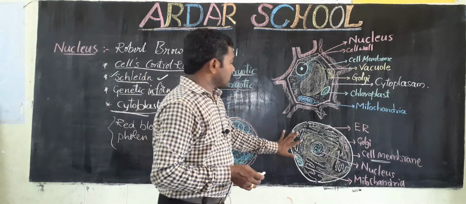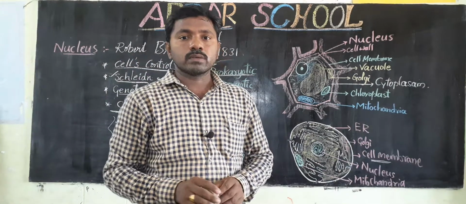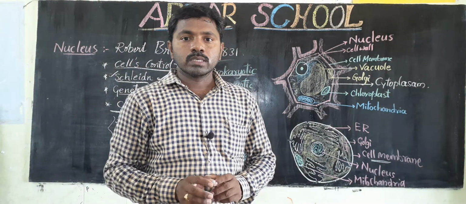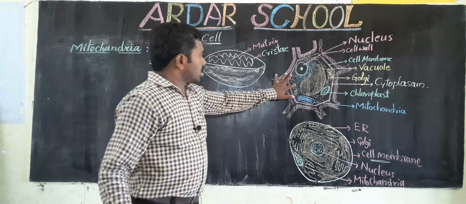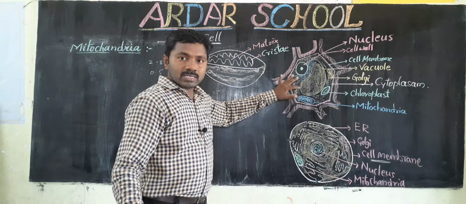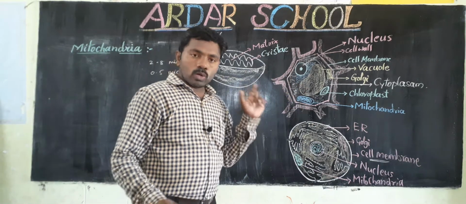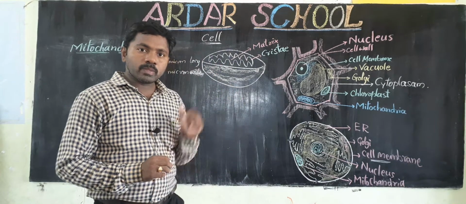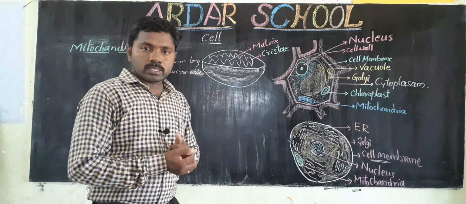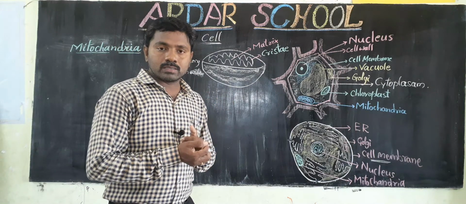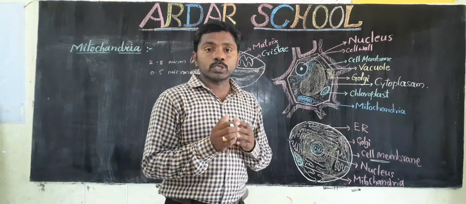This is the cytoplasm. Now we discuss the cell organelles, children. In the cytoplasm there are many organelles. What are the cell organelles? The nucleus, vacuole, Golgi bodies, endoplasmic reticulum, ribosomes, mitochondria and chloroplast. These are some cell organelles. Now we discuss the mitochondria.